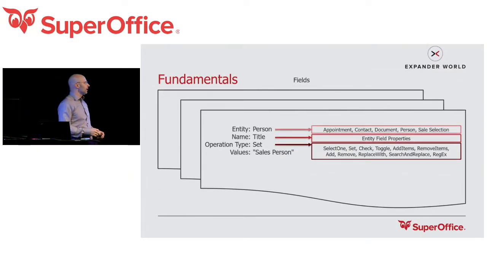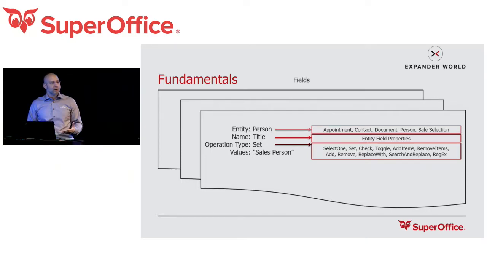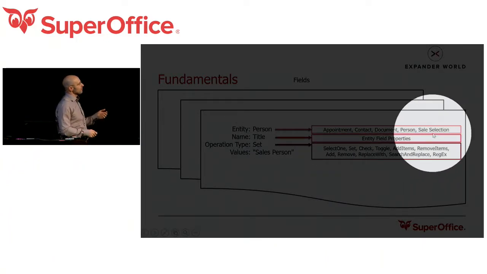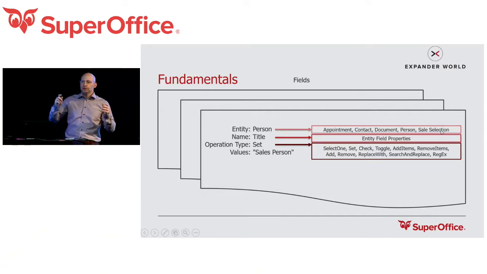Bulk update's another one where I've spent a lot of time recently. The basic fundamentals, as you saw Eric show inside the application, are really powerful. This is something you really need to know what you're doing with, otherwise you're going to end up causing havoc within your database. So understanding the concepts: there are fields, and there are entities of things that you want to work with. In this case it's a person, but it could be an appointment, contact, document, person, sales selection. These are the things you're used to working with inside SuperOffice.